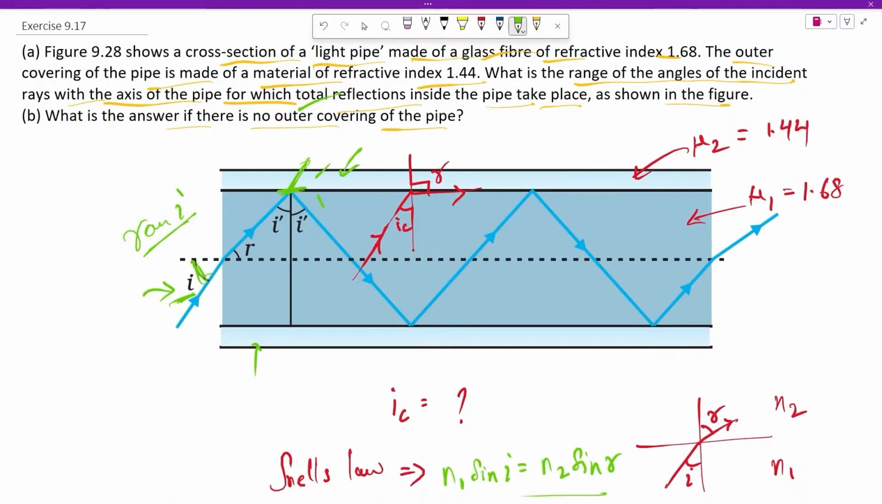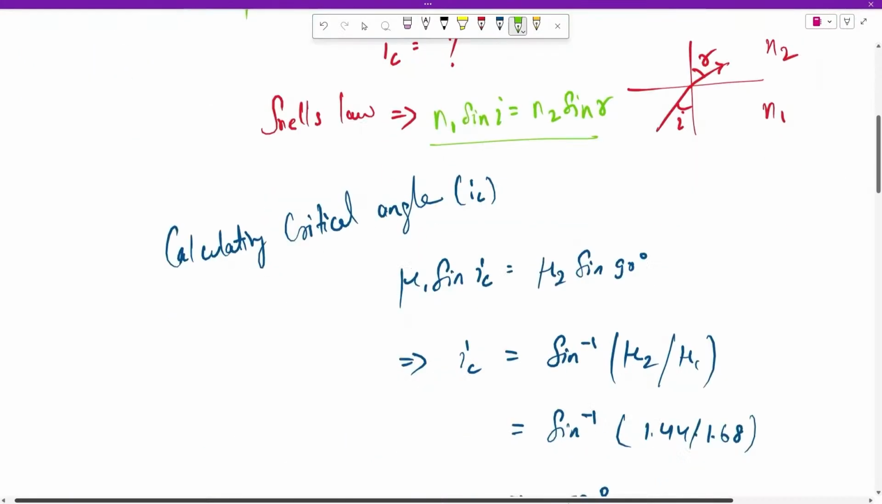So it says that if the angle of incidence in one media of refractive index n1 and the angle of refraction in the other media of refractive index n2, then it can be related by n1 sin I equals n2 sin R. So we will use this Snell's law in order to find out the critical angle. So let's calculate the critical angle.